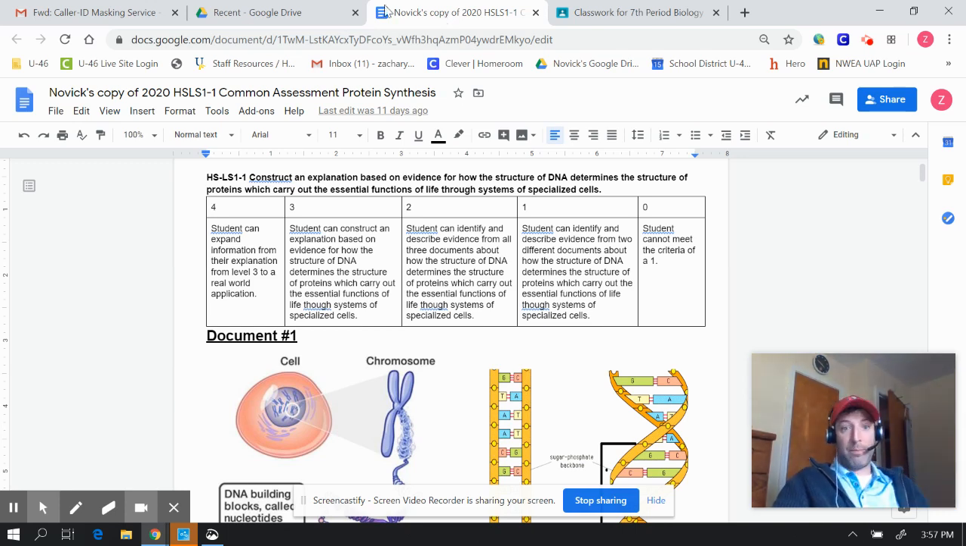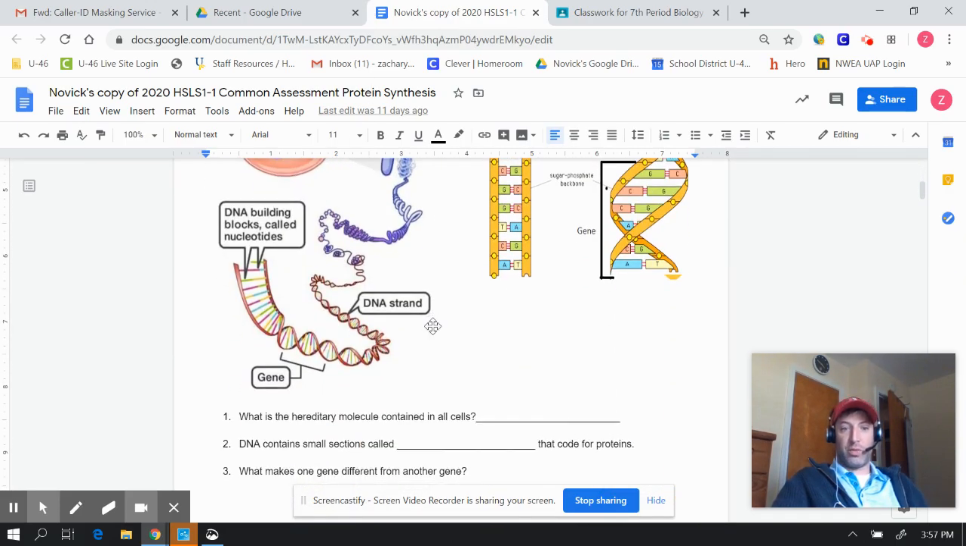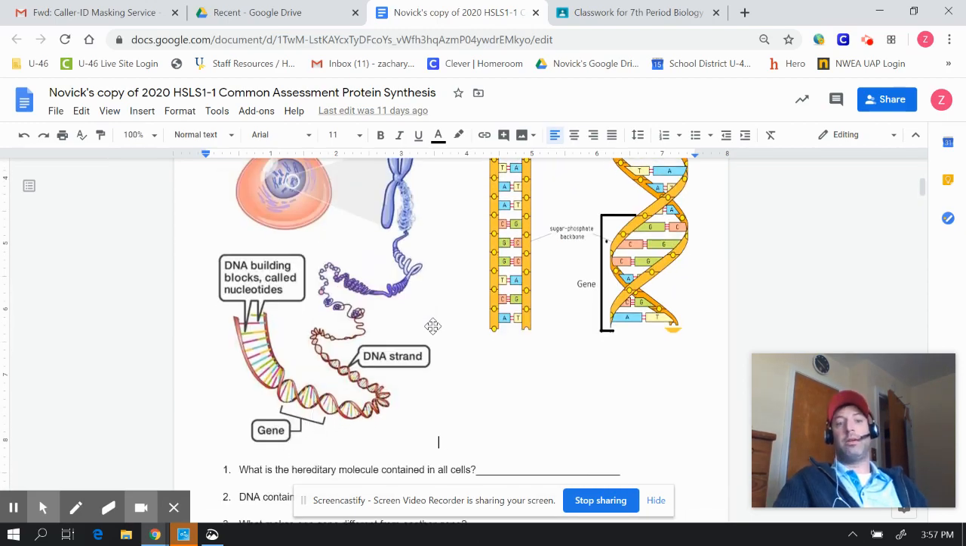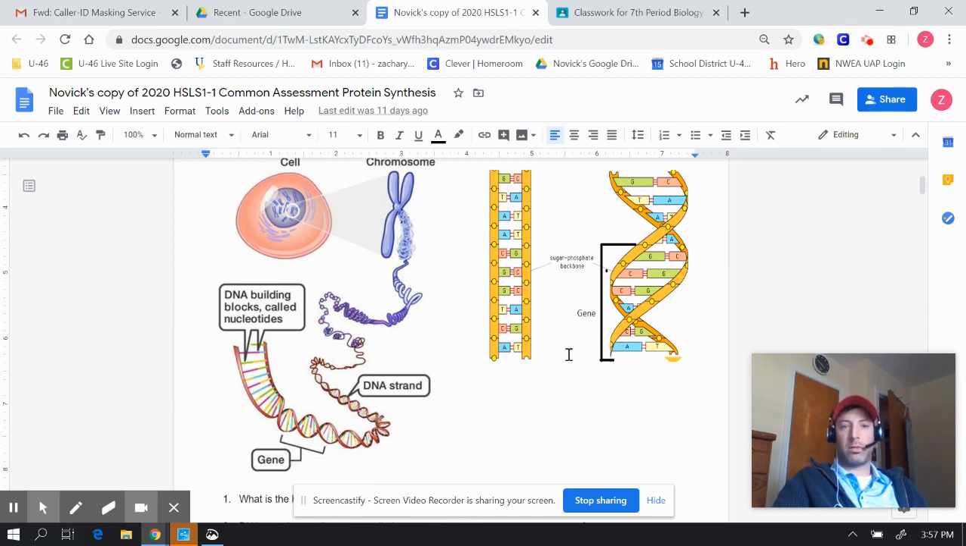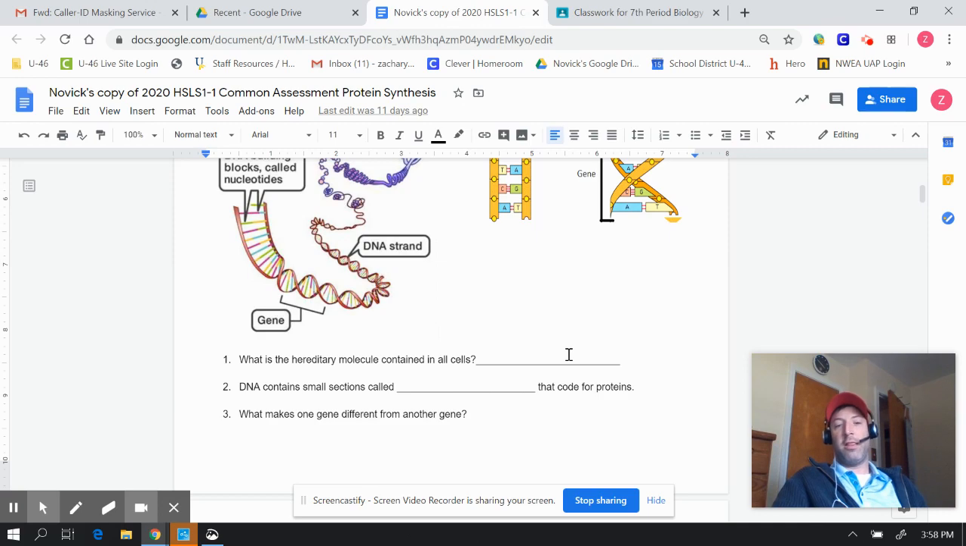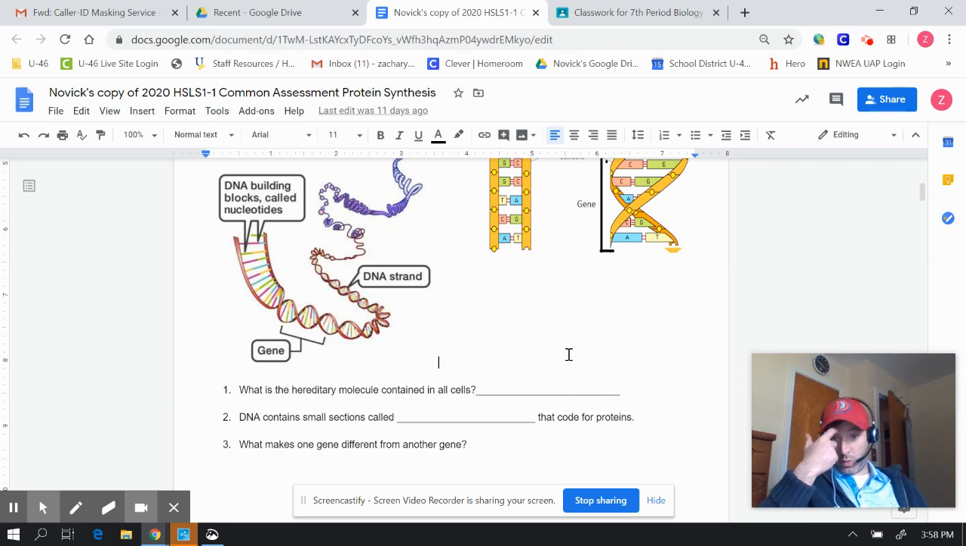Here we go. Document one is going to be used to answer questions one, two, and three. Let's study its features. You see cell, chromosome, DNA strand, gene, and DNA building blocks called nucleotides. In this diagram, you see sugar phosphate backbone and then the word gene. Remember, document one are these two diagrams, and they can be used to answer questions one, two, and three.